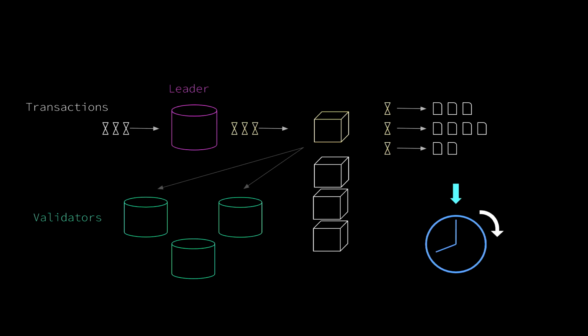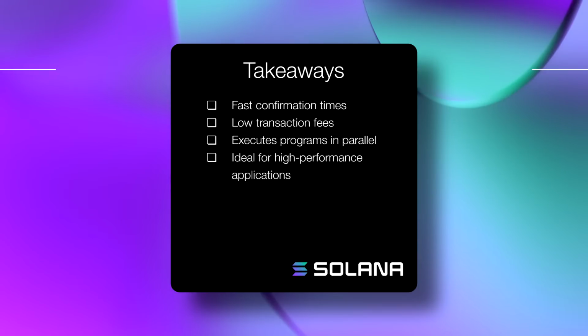And all of this uses a concept called proof of history, which is one of the innovations that allows Solana to actually be so fast as a blockchain. So some of the key takeaways are that Solana has really fast confirmation times and low transaction fees. It executes programs in parallel, and thus transactions in parallel as well. And it's ideal for high performance applications because of all these features.